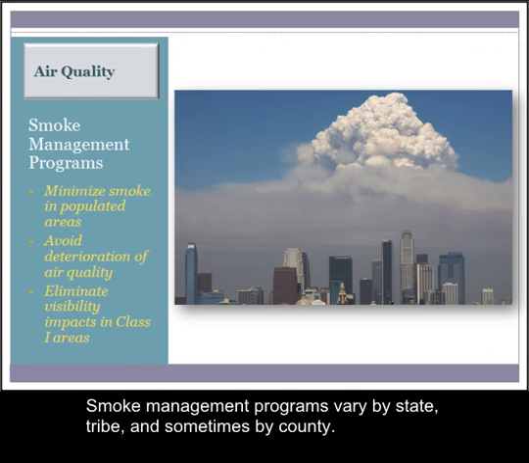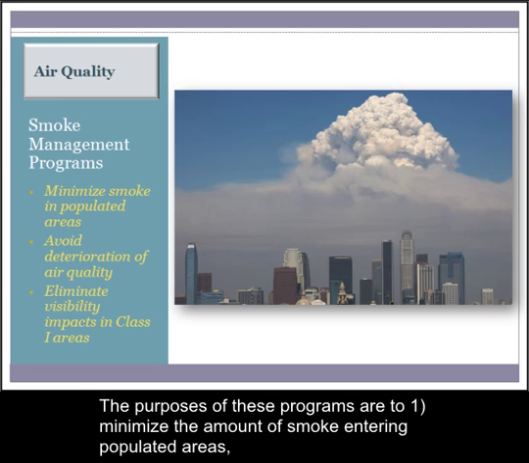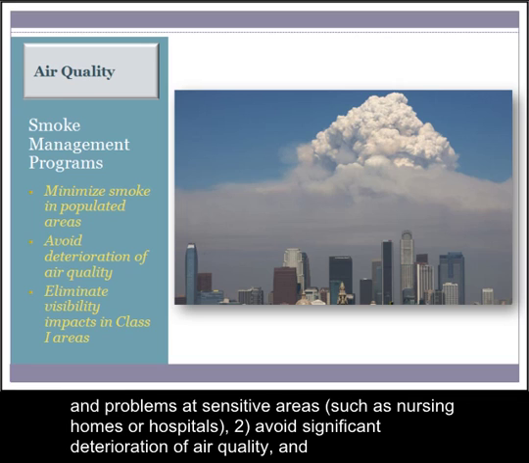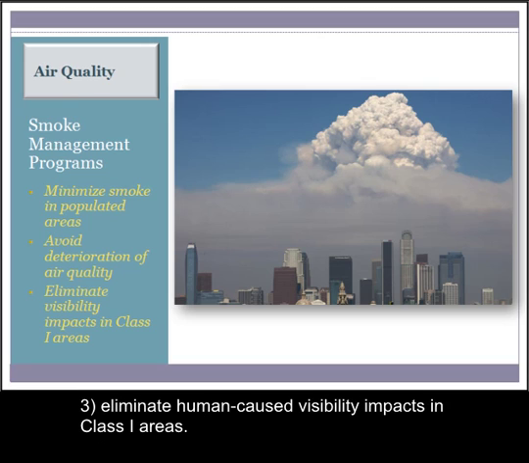Smoke management programs vary by state, tribe, and sometimes by county. The purposes of these programs are to: 1. Minimize the amount of smoke entering populated areas, thereby preventing public health and safety hazards, such as visual impairment on roadways or runways, and problems at sensitive areas, such as nursing homes or hospitals. 2. Avoid significant deterioration of air quality. And 3. Eliminate human-caused visibility impacts in Class 1 areas.